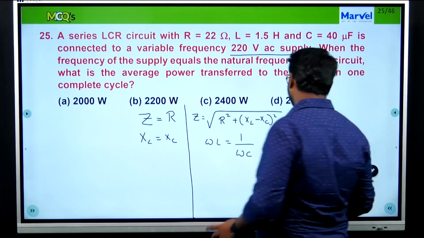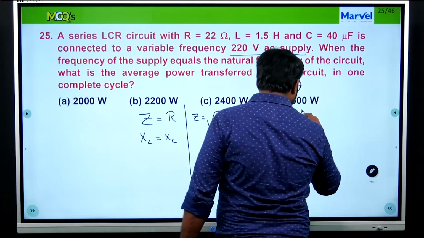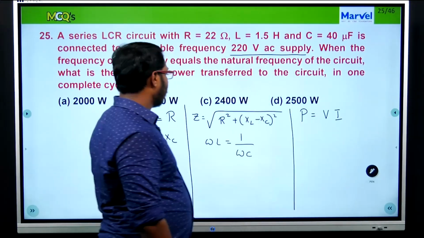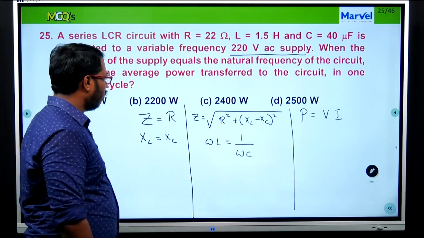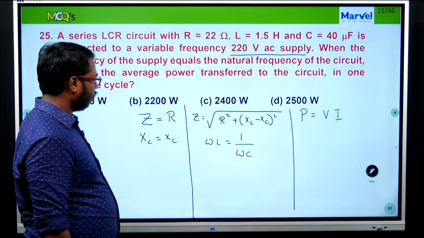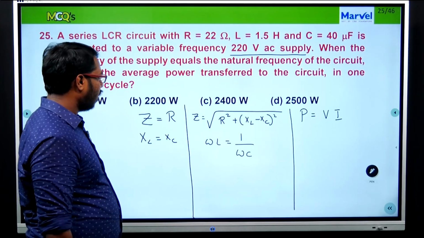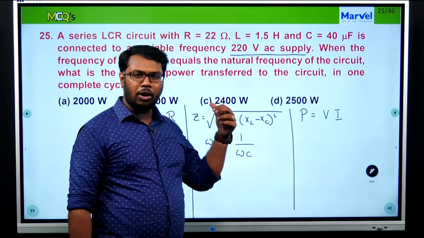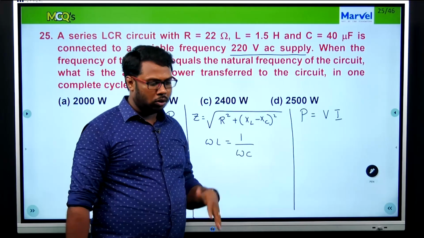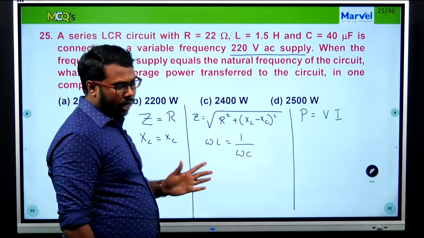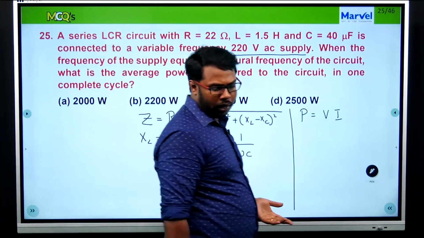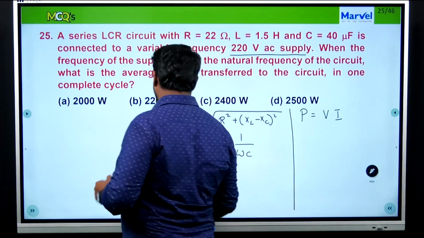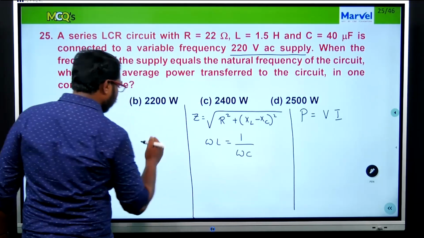So what I will do is something else. See, average power P is equal to V into I. Okay, if that is so, it is enough if I just find I, because we already know what our V is. So how do I find my I? I is equal to V by R. Okay, I is equal to V by R. Listen.